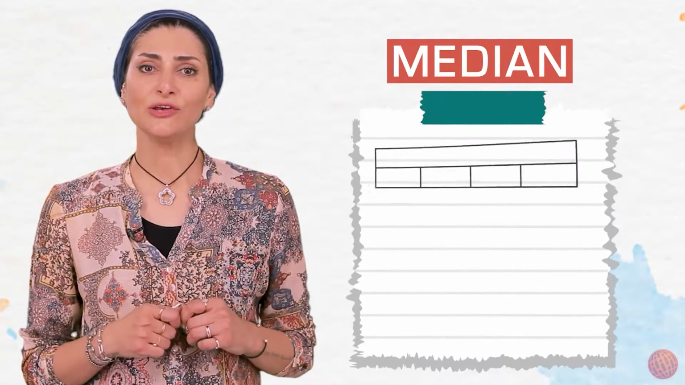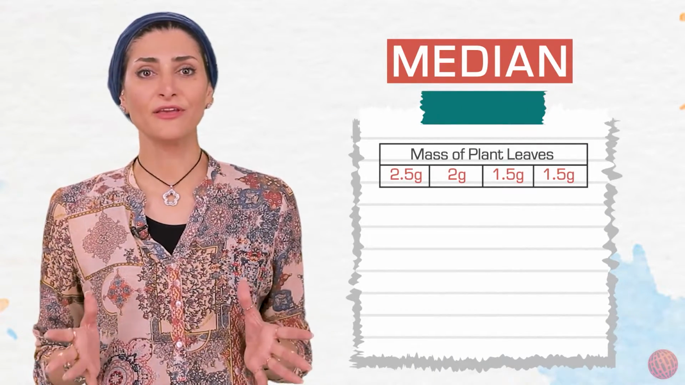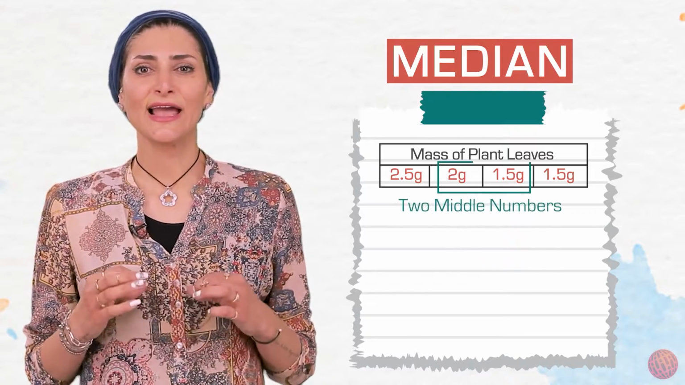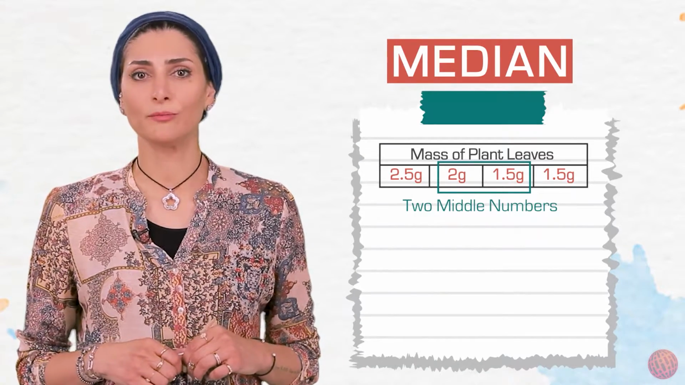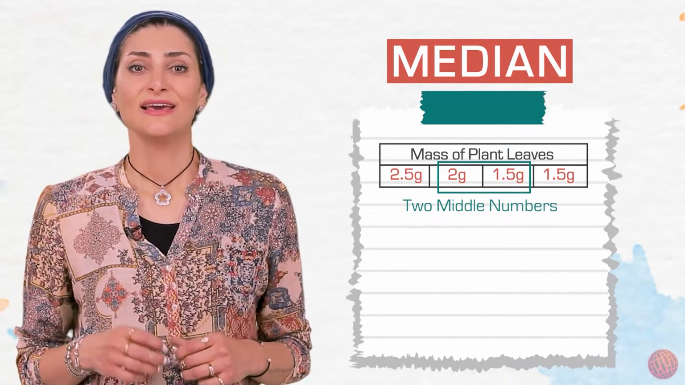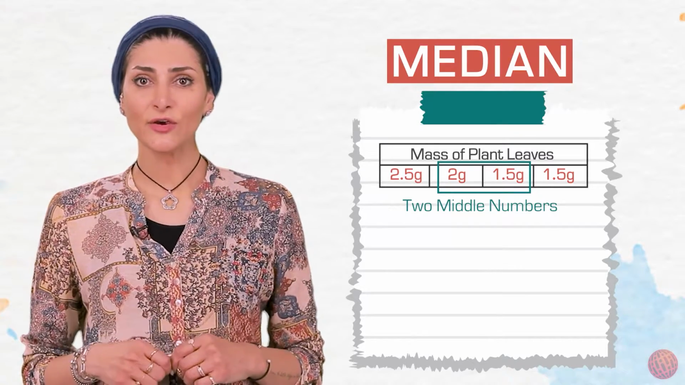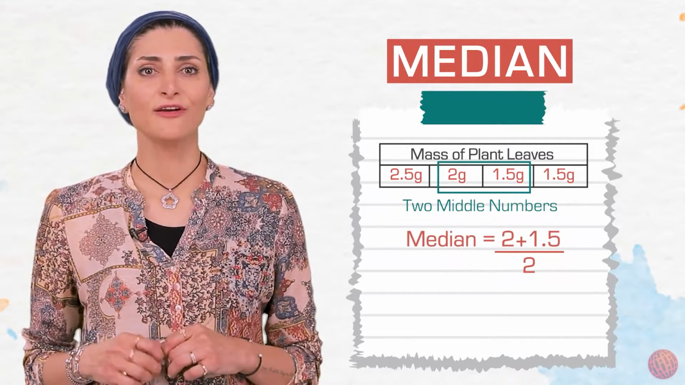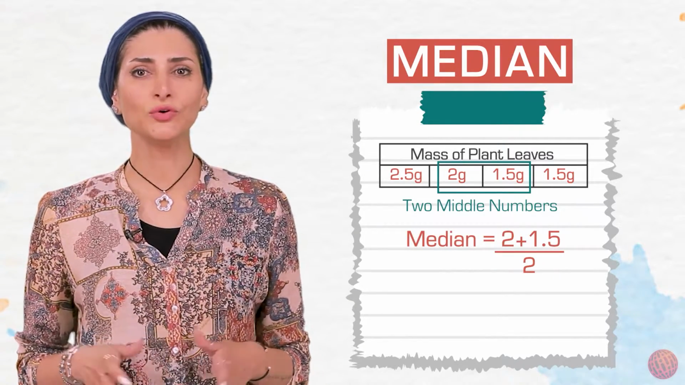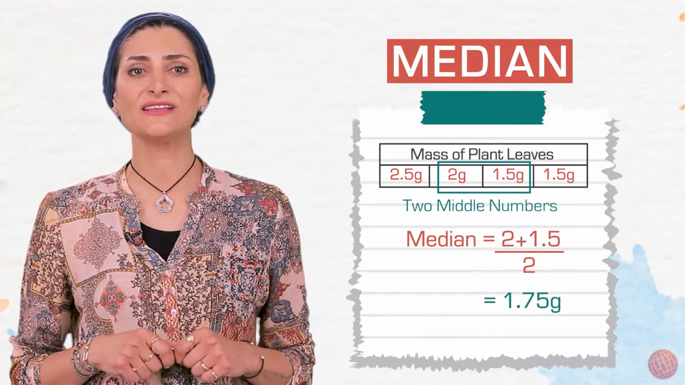Median is also another value that is rarely calculated in experiments. It is the middle value of values arranged from largest to smallest. But in case of even numbers, like the previous example, it is the addition of the two middle numbers divided by 2. This means that median here will be 1.5 plus 2 divided by 2, which is equal to 1.75 grams.